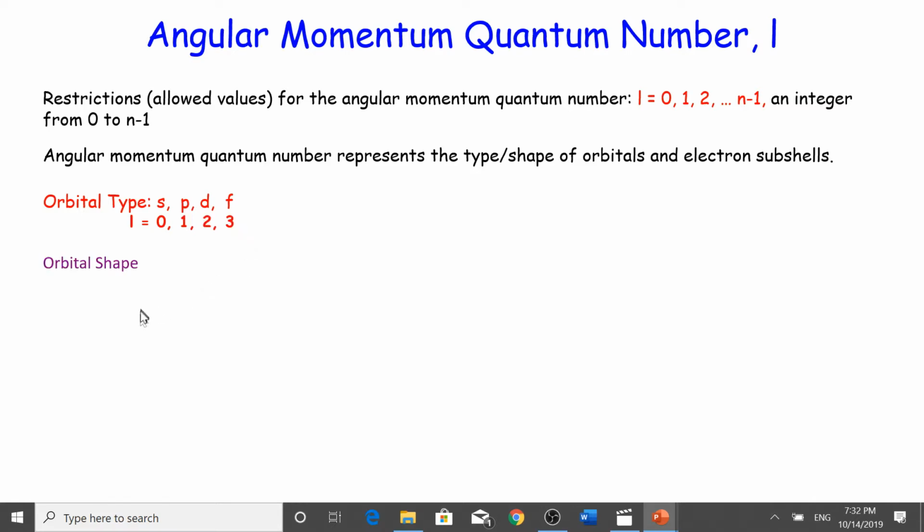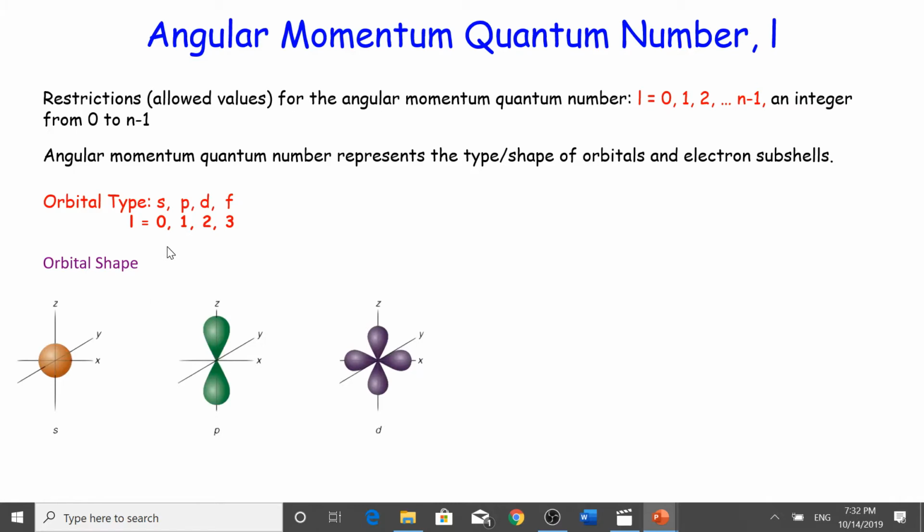Okay, so now let's take a look at the shape. If L equals 0, the S orbital is spherical. L equals 1, the P orbital, that's 2 lobes. L equals 2, then D orbitals, that's mostly 4 lobes. And then when L equals 3, that's the F orbital, mostly 8 lobes here. So we can only see probably 6, but mostly should be 8 lobes.